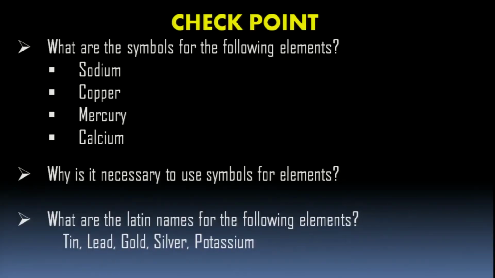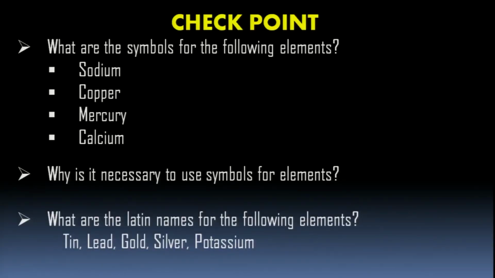And from the symbols, we can also know the elements which are forming the compounds, or what is the proportion of the atoms that are taking part in the reaction or forming the compounds. So it is very necessary to use the symbols for the elements. Okay, children, take note of it and write in your notebooks. So, what's the last question?